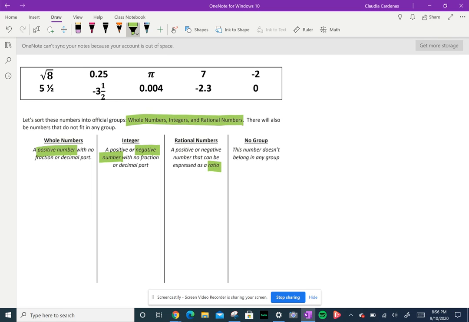And we're going to think more about that in just a second. And then no group would be whatever numbers don't belong in any of those three groups. And we'll talk about the official name for that as well. Alrighty, so we have all of these numbers that we have to put into official categories. So now that we've reviewed what each category includes, I want y'all to try sorting these numbers again using our draw activity.